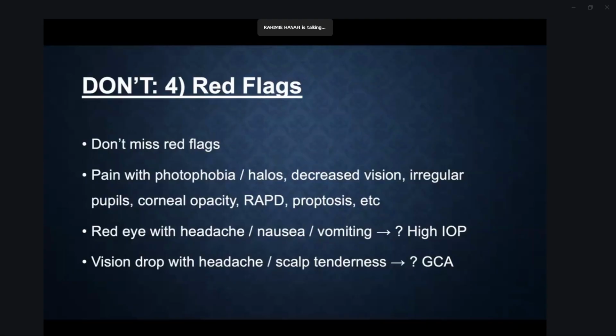Then red flags. Do not miss any red flags. If a patient has pain with photophobia, it may not be just astigmatism. There may be anterior chamber cells in uveitis that lead to this photophobia. If the patient has a red eye, pain, and halos, it may be signs of acute angle closure, because in acute angle closure, the IOP is very high. There's a decompensation of the corneal endothelial pump, leading to corneal swelling and haziness. This is the reason for these halos.